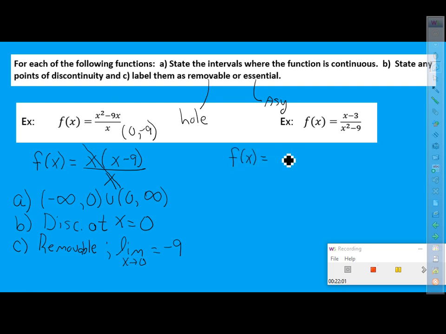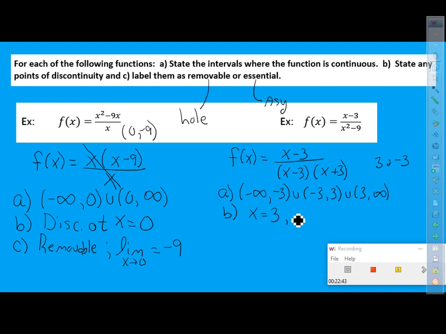I got f of x equal x minus 3 over, I'm going to go ahead and factor x squared minus 9 into x minus 3 and x plus 3. So I'm going to answer part A real fast. This thing is going to have a break at 3 and negative 3. So it's continuous from negative infinity to negative 3, negative 3 to 3, and 3 to infinity. Part B, where's it discontinuous? It's discontinuous at 3 and negative 3.